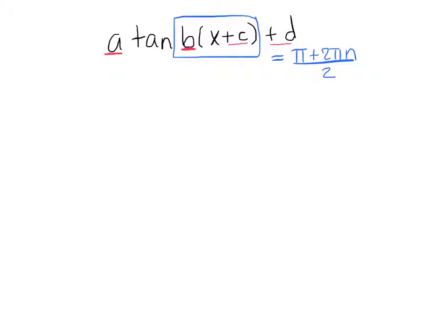Now that n value is just saying which asymptote you're looking for. You're looking for the first one, the second one, the 0th one, the negative first one. Which one are you looking for? So you get to plug in values for that. Typically you plug in -1, 0, and 1.